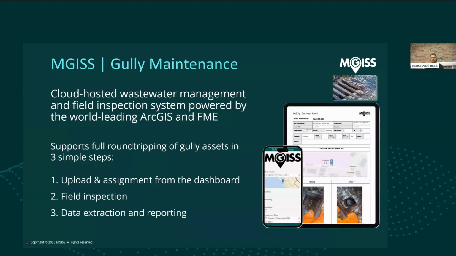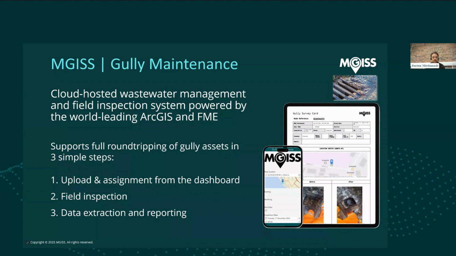So the MGISS Gully Maintenance Solution, first of all, is a fully cloud-hosted system powered by ArcGIS Online and FME. It allows rapid and reliable gully maintenance and enables all teams, including clients, to be kept informed in real time of scheme progress. The word round tripping is key here. You'll be familiar with this.